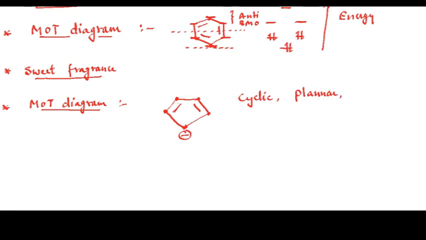Then it is completely conjugated because we have a double bond alternate to a double bond. Again, a double bond alternate to the negative charge, and a double bond alternate to the negative charge. So therefore we can say it is completely conjugated.